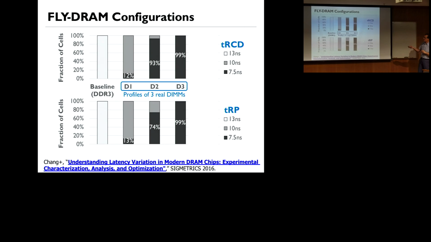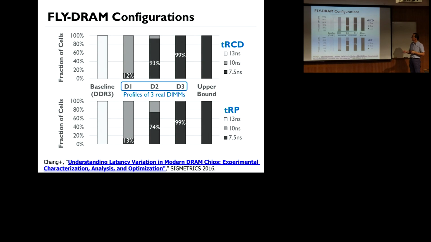Okay, so this is basically the fraction, as you can see. And the tRP is very similar to this. So everything here that works at 10 nanoseconds can work. Exactly, yeah. As I showed earlier, because of the temperature, everything works at 10 nanoseconds. And this is the upper bound, of course. Upper bound, everything works at 7.5 nanoseconds. We're going to compare to this upper bound using simulation.